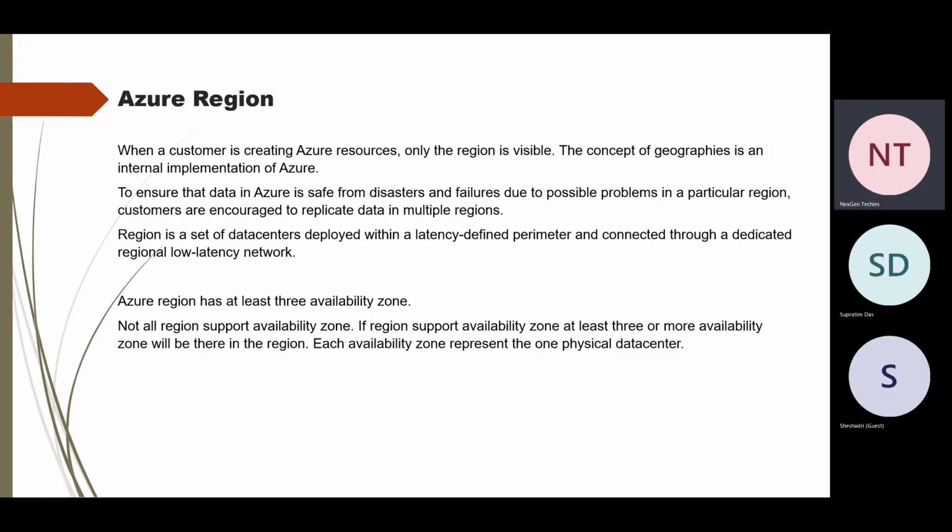Each and every data center is connected to the low-latency network. An Azure region has at least 3 availability zones. So what is an availability zone? We'll see now. Not all regions support availability zones. If a region supports availability zones, at least 3 or more availability zones will be there in the region. Each availability zone represents one physical data center. A region is a set of data centers.